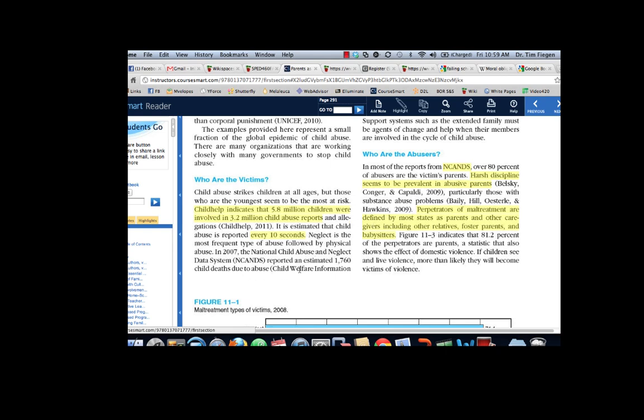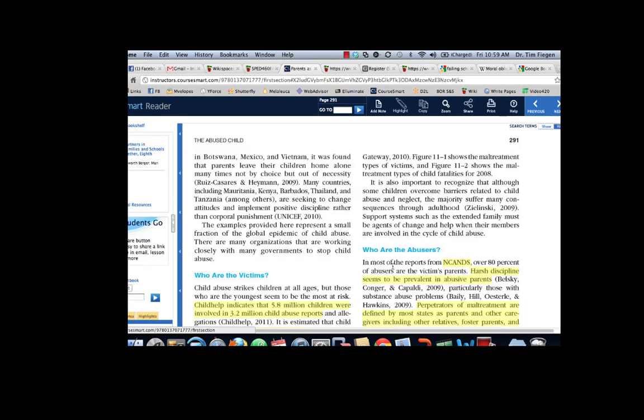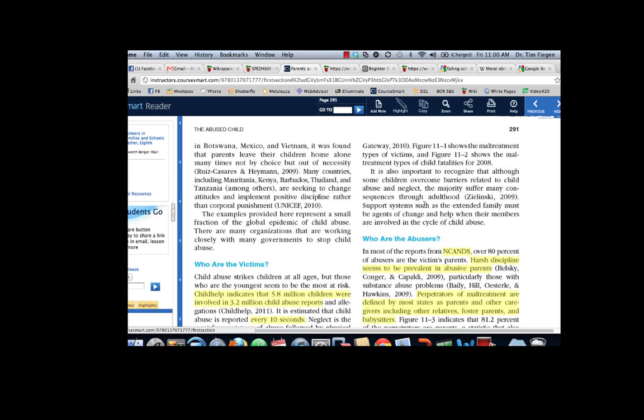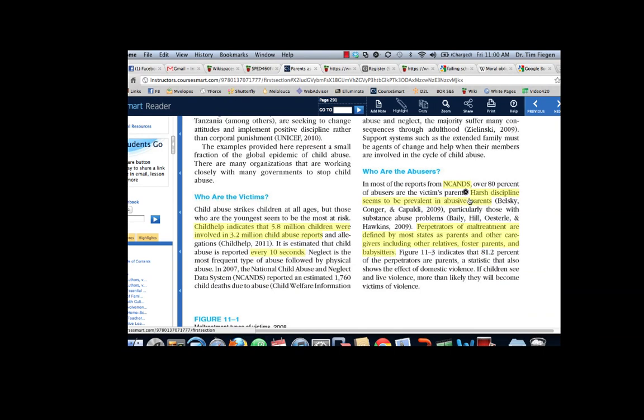Goes on to say, estimated that 1,760 child deaths due to abuse occur each year. And then figure 11.1 shows the maltreatment types of victims and shows the maltreatment types of child fatalities. It's also important to recognize some child barriers related to child abuse. Who are the abusers? What does this here stand for again? NCANDS. I'm going to take you back here.